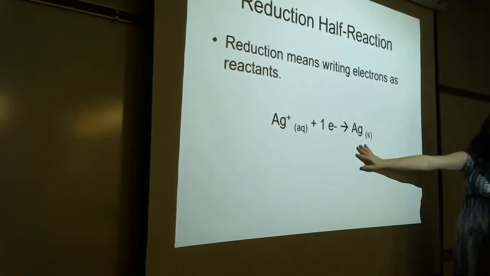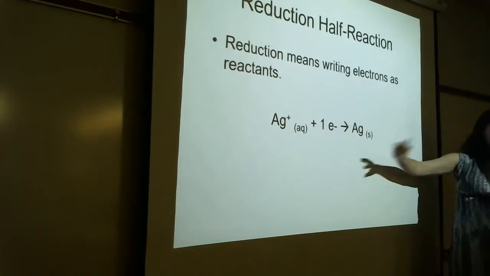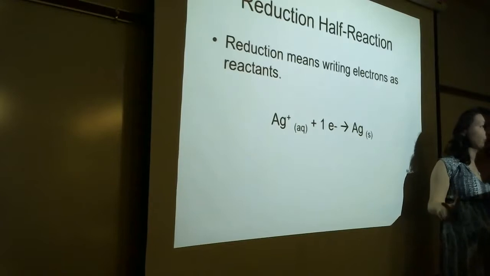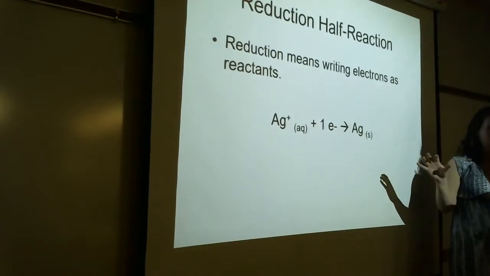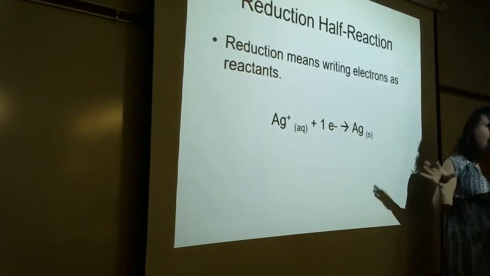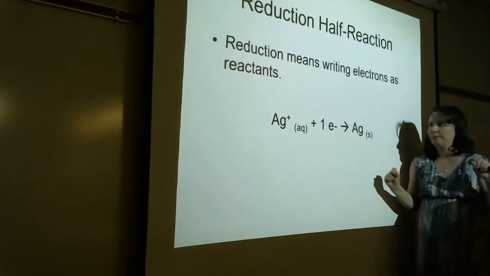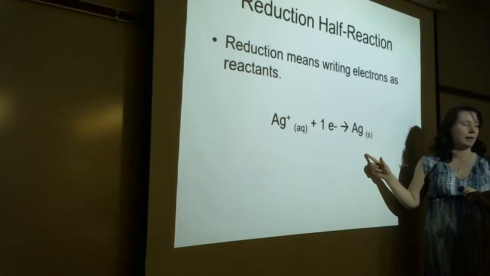Does everybody understand this half reaction? You write a half reaction for the oxidation, you write a half reaction for the reduction. They are 2 separate processes. We're going to look at them separately. They are occurring at the same time, but they're 2 separate processes. Does everybody see how this came to be?